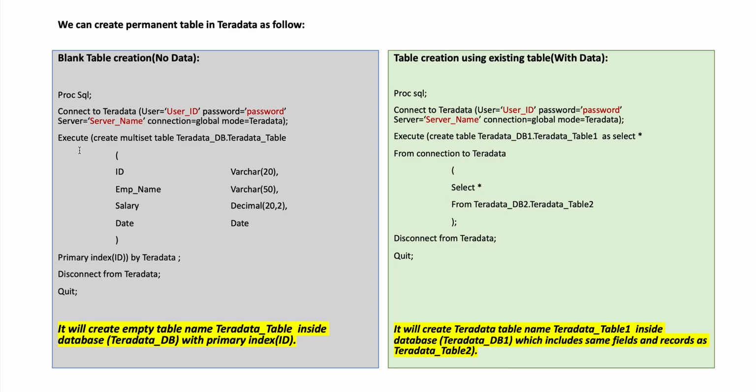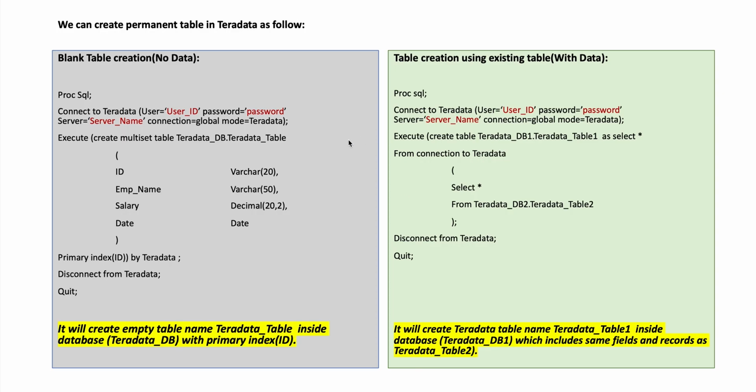When we run this set of code starting from proc sql to quit, it will create a table. That table is completely blank, but it has 4 variables. That's why it will create an empty table, table name Teradata table, inside database Teradata DB with primary index ID, and it includes 4 variables: ID, EMP name, salary, and date.